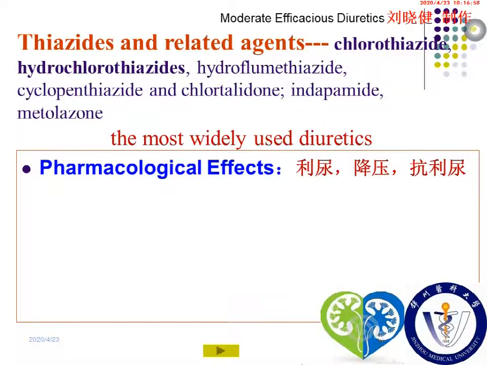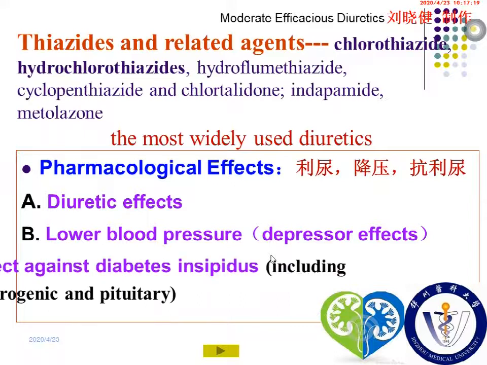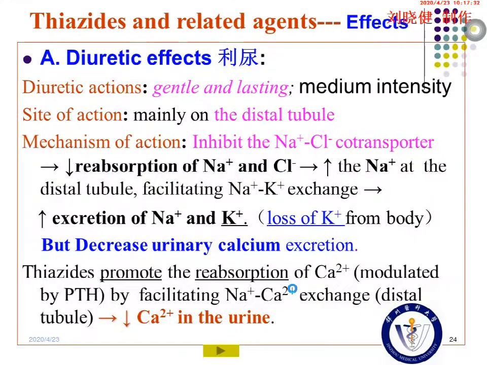Now look at the pharmacological effects of thiazide. It includes 3 points. In Chinese, just 7 words: 利尿, 降压, 抗利尿. Now look at it in English: diuretic effects, lowering blood pressure or depressor effects, and effects against diabetes insipidus, including nephrogenic and pituitary diabetes insipidus. Okay, study one by one.